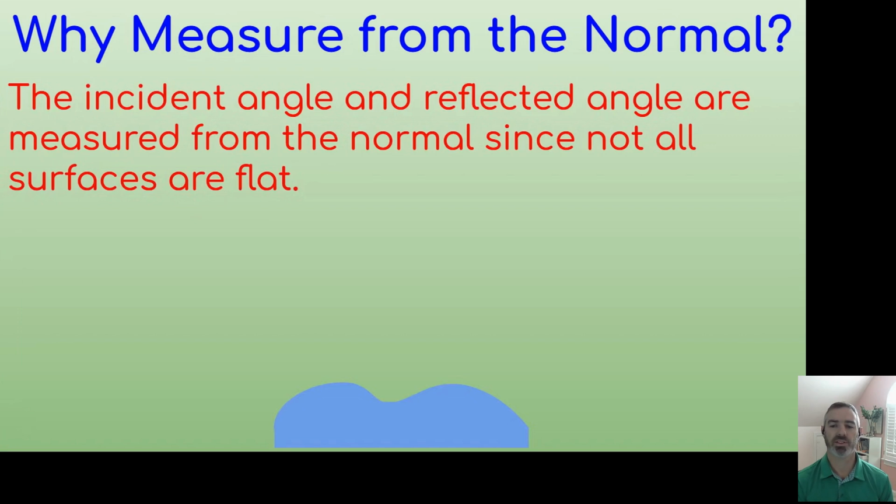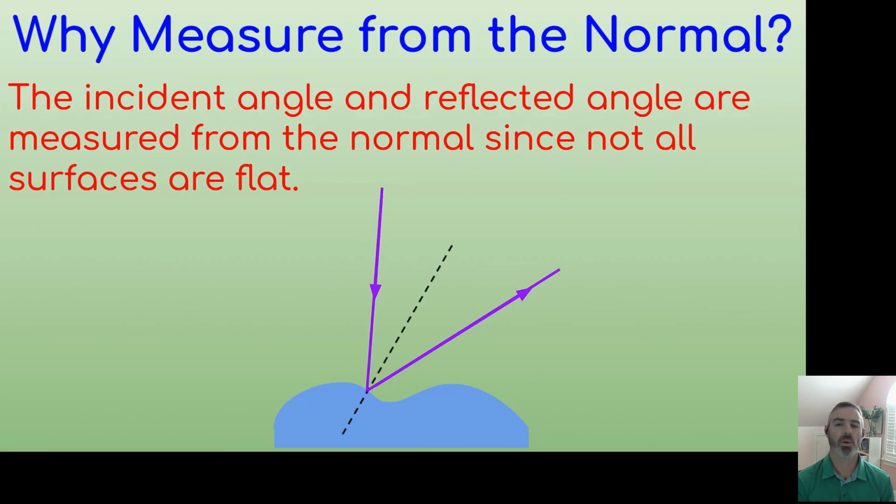So let's take a piece of water that is kind of choppy. So we've got some waves, and we draw a ray of light. And if we were to measure that angle from the surface, call that theta A, when it bounces off and we have theta B, we can see that those angles aren't going to be equal because the surface is not flat.